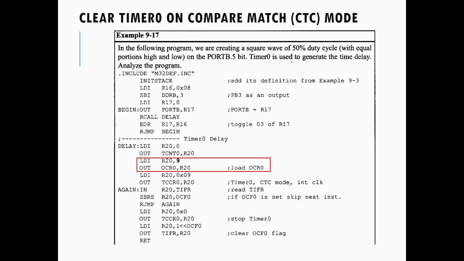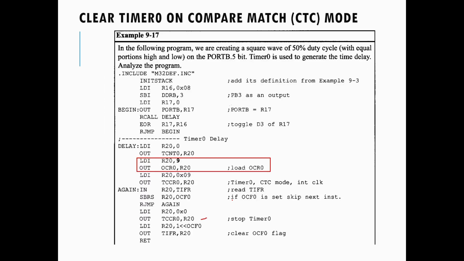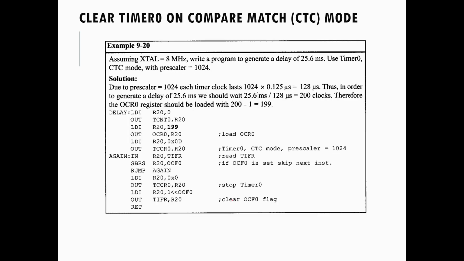Okay, so this is the same. This is the step. How much is the OCR value? It is 9, so it will be compared with the TCNT. If the value is the same, it will stop the timer and it will clear the OCF flag. This is actually the same explanation, only that here is the code and this is the command or the details. Next is clear timer 0 on CTC mode.